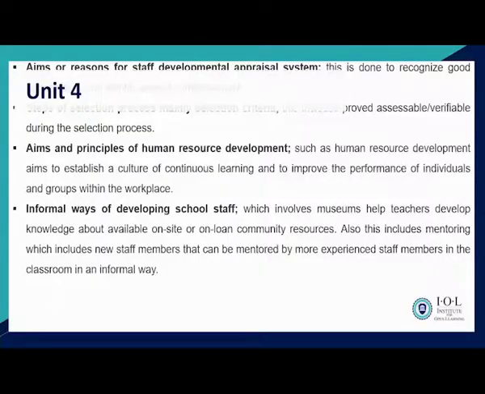Informal ways of developing school staff. Here we are saying, what other things can you do besides doing things in a formal way of developing the school staff? There are also other entities where you can take your staff and they can still improve.